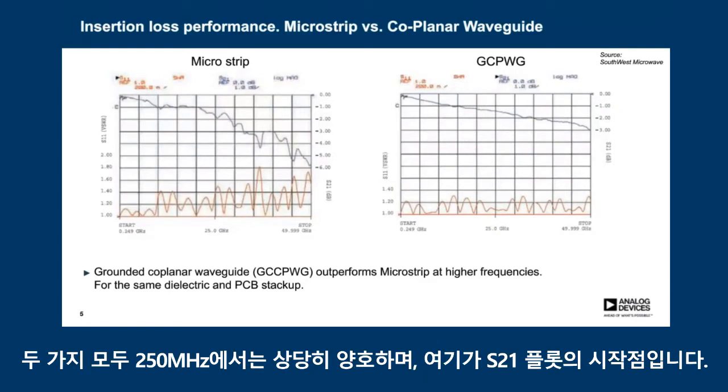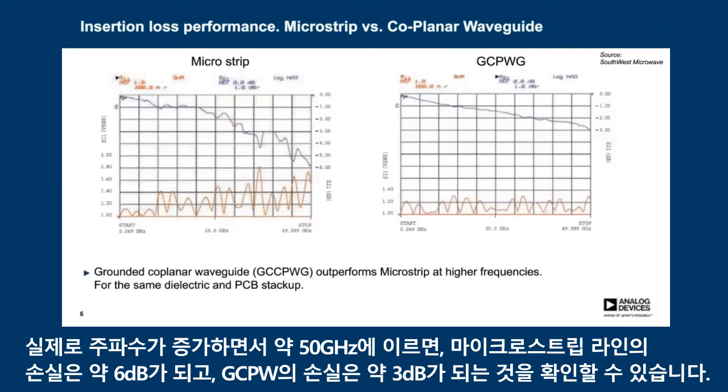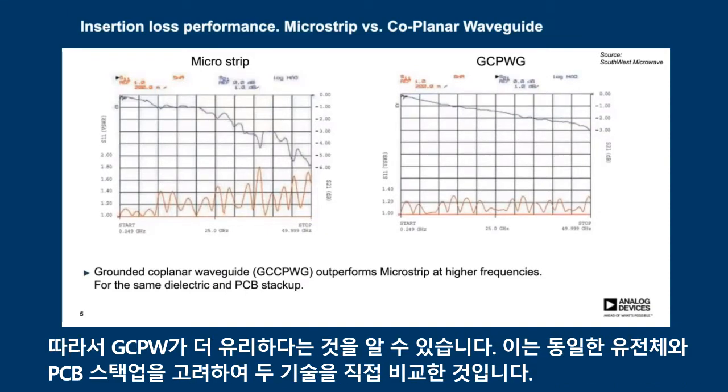So both of these are quite good down at 250 megahertz, which is the start of our S21 plot here. But what we will actually see is as the frequency increases, as we hit about 50 gigahertz, the loss on the microstrip line is about 6 dBs, and the loss at the grounded coplanar waveguide is about 3. So there is an advantage with the grounded coplanar waveguide, and this is considering the same dielectric and PCB stack-up. So it is a direct comparison between the two technologies.